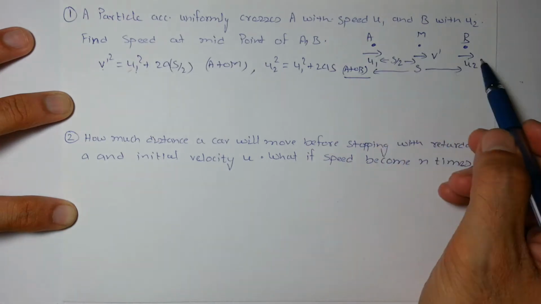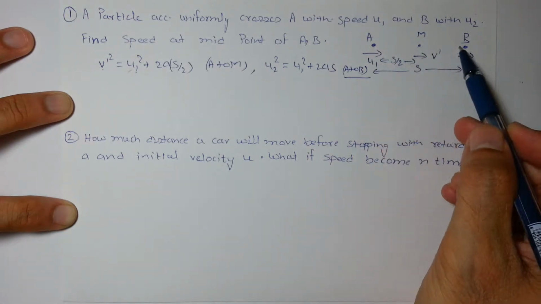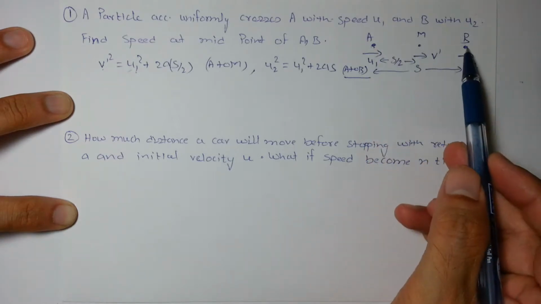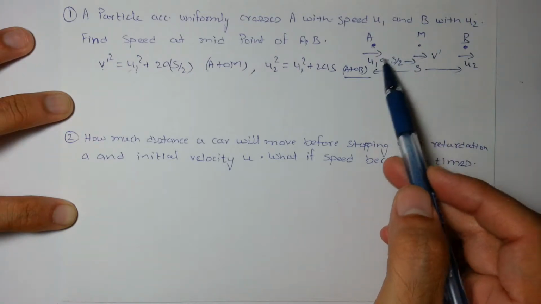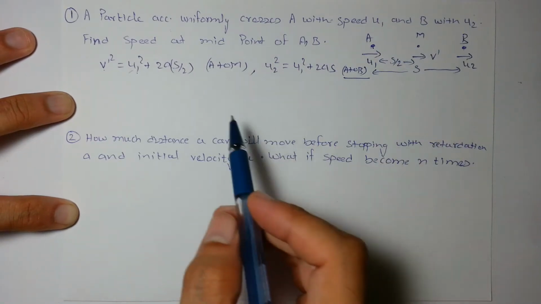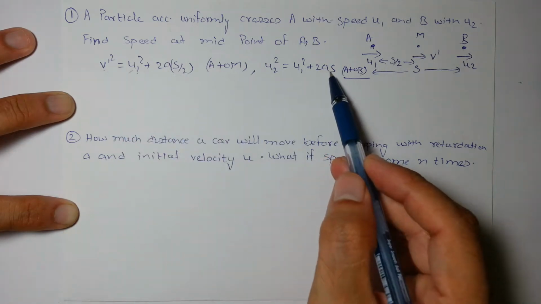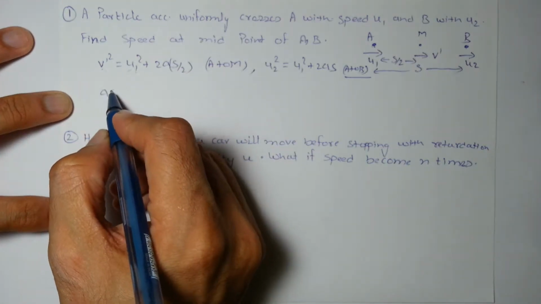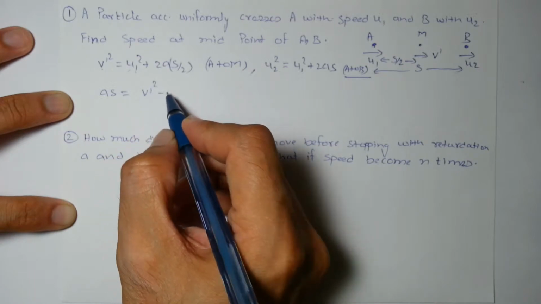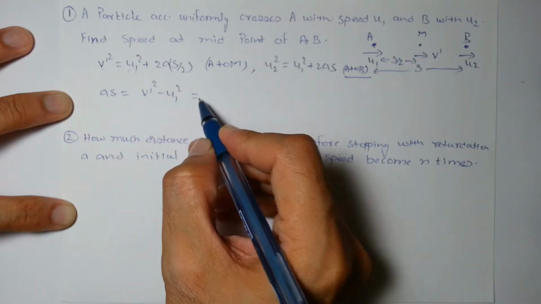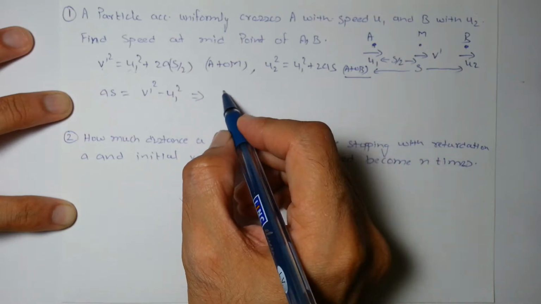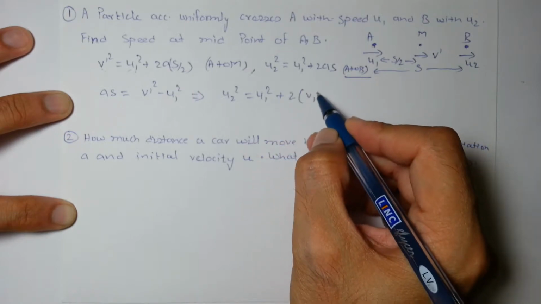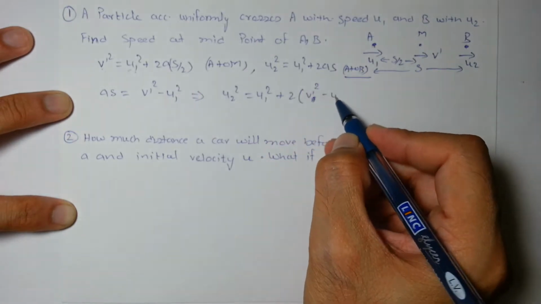Whenever this type of question comes, where there are 3 points with one point in between, write down the equation from initial to final point and from initial to the midpoint. From these two equations we can get v dash. We just have to eliminate 2as because it is neither given nor required. So the value of as is v dash square minus u1 square over 2, and putting it in, u2 square is equal to u1 square plus 2 times v dash square minus u1 square.